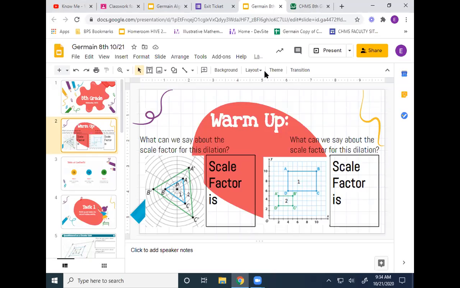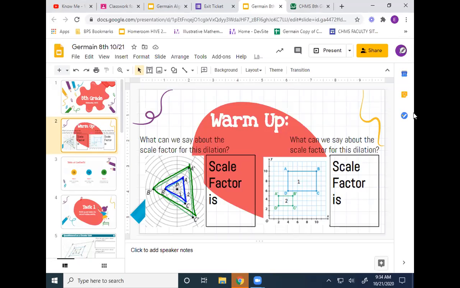We have this warm-up here, and I'm going from this smaller blue shape to this larger green shape. Let's think about what type of scale factor this is going to have. What could be an example of a scale factor that this drawing could have to go from the blue shape to the green shape? Can you throw that in the chat for me? Take a guess at the scale factor. What do we think?